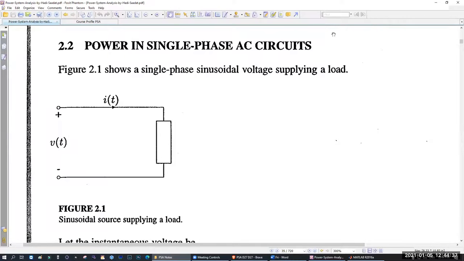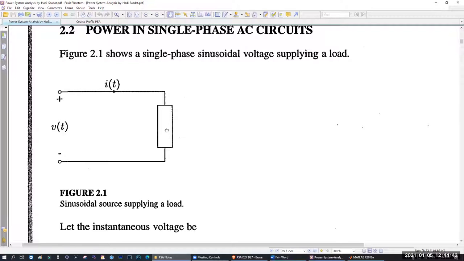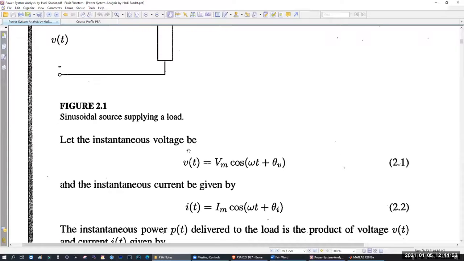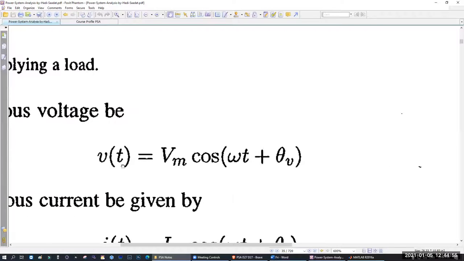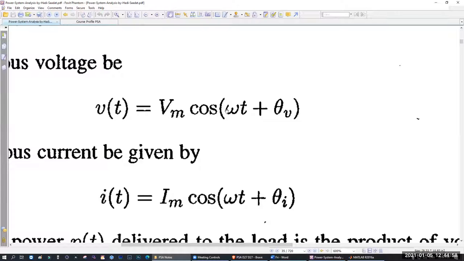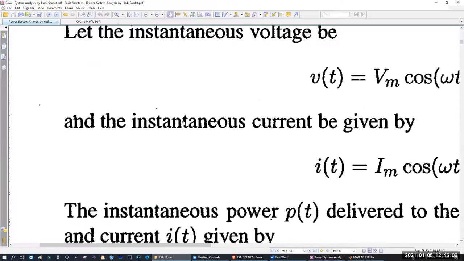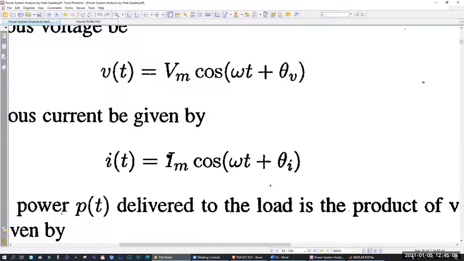Yes, sir. Here, power in single phase AC circuit. Here you have a load that is a resistive load or inductive load or capacitive load, no matter what. You have a voltage source called VT, and one current is going there, that is called IT. So what is the instantaneous voltage equation? It will be VT is equal to Vm cos(omega t plus theta V), right? You know it already. Theta V is the angle of V, that means the voltage angle. Then the instantaneous current will be IT is equal to Im cos(omega t plus theta I). That means the angle of the current, right?